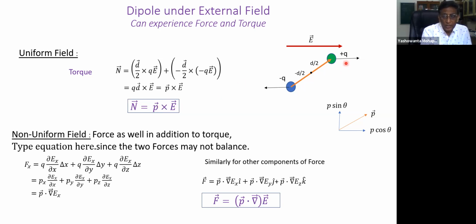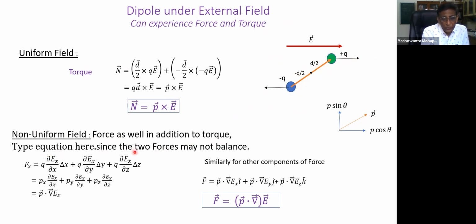Of course, here there is no net force. This force and this force are equal because q is the same. Suppose q is not the same, or E is not the same everywhere. Here I am assuming that E is uniform, so the force here and the force here balance out. But suppose the force here is more, then I'll have a net force. All right, so how do you calculate that?